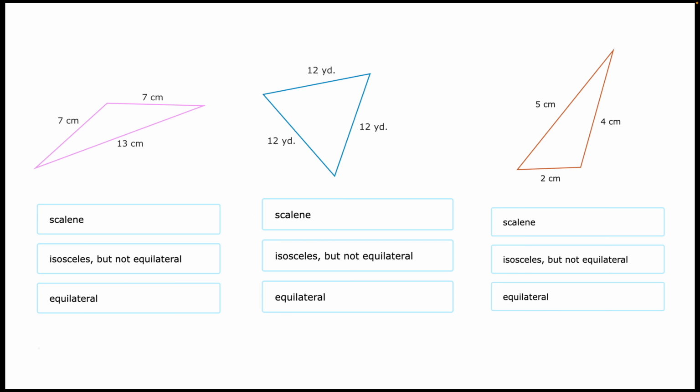Okay, now that you've had time to work these problems, let's check your solutions. For the first problem, you should have said that it's isosceles. For the second problem, you should have said that it's equilateral. And for the last problem, you should have said that it's scalene.